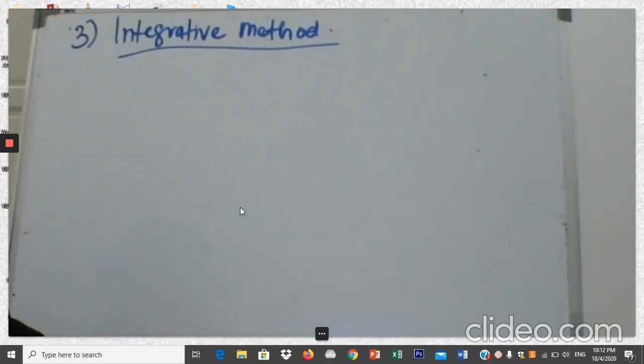Okay, now we go to the last method, which we call the integrative method. As I mentioned earlier, the integrative method here is done together with the factor rating technique. So we have covered tangible factors and also intangible factors.